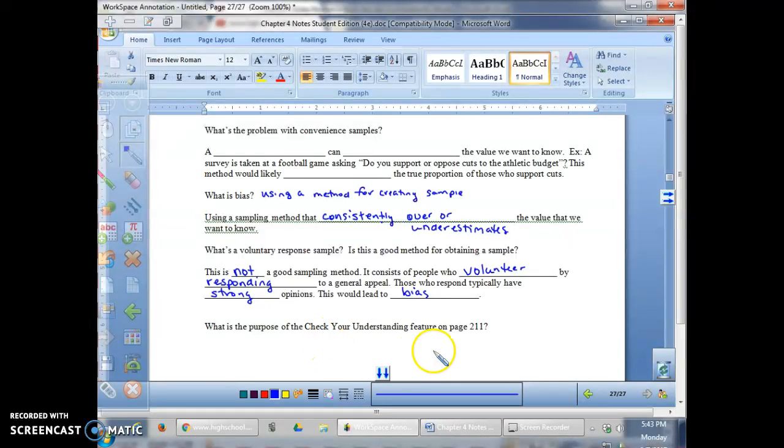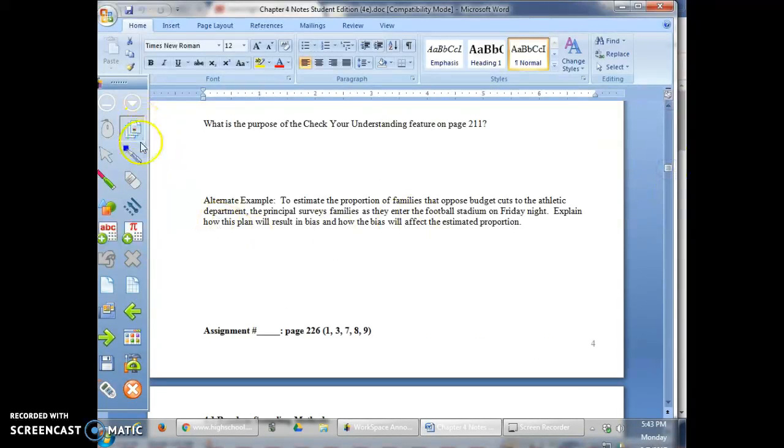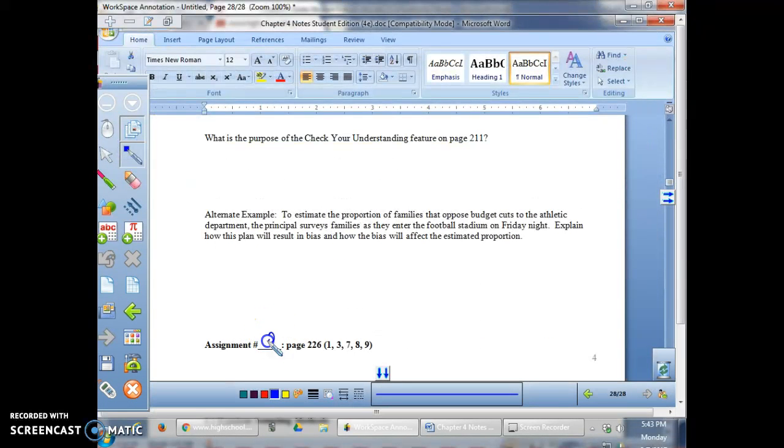Okay? Now, I would like for you to look at page 211. I'm going to end it there, but I want you to look at page 211 and look at the check your understanding, and we will talk about that tomorrow. And the only other thing is make sure you know your homework tonight. This will be assignment number 2. It's going to be page 226, 1, 3, 7, 8, and 9. And again, we'll have that complete tomorrow. We'll talk about that as well. And you guys have a great day.